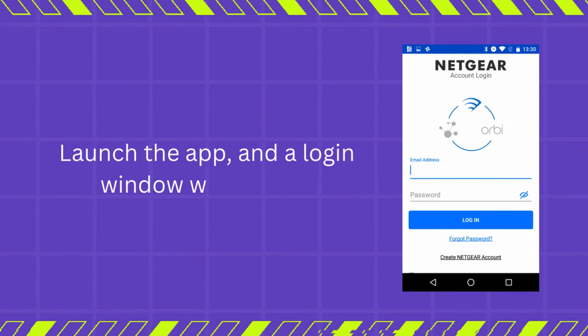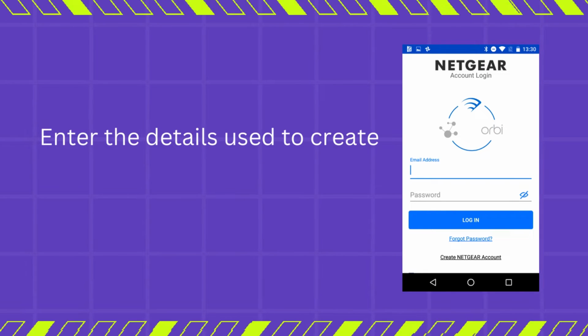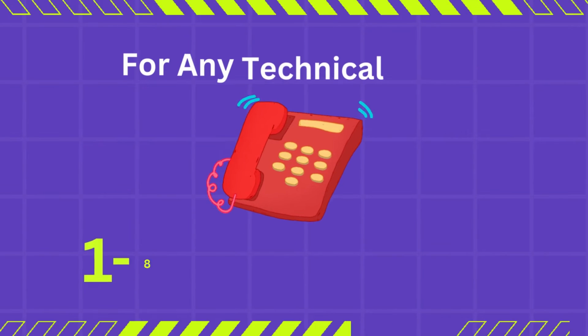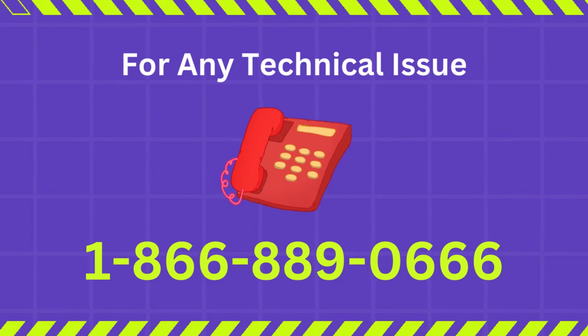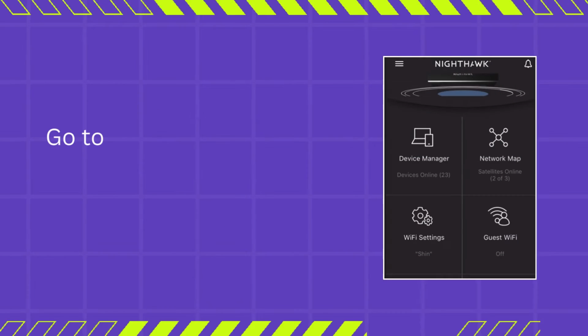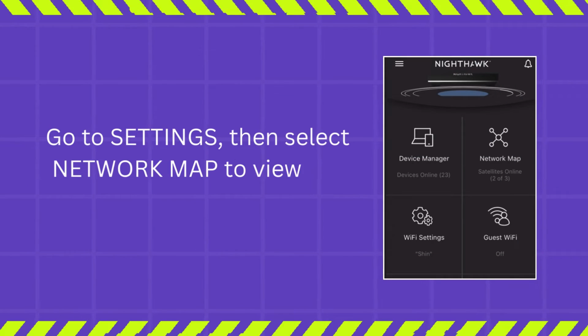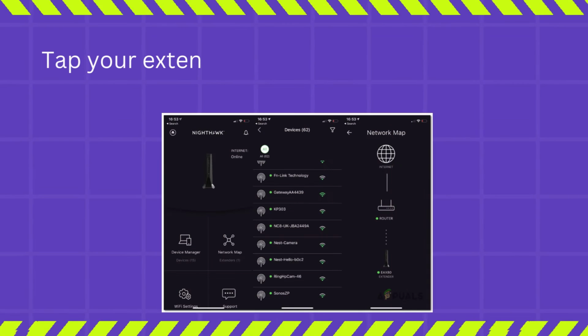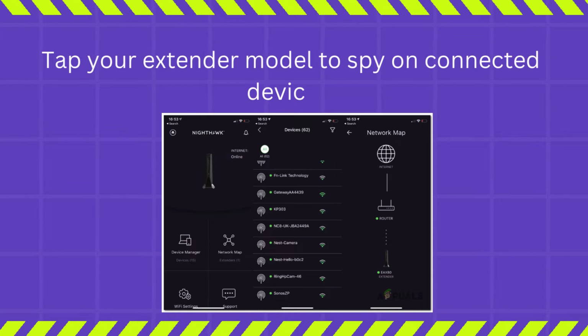Launch the app, and a login window will appear. Enter the details used to create the MyNetGear account and tap Sign In. Go to Settings, then select Network Map to view the topology of your network. Tap your extender model to see connected devices.